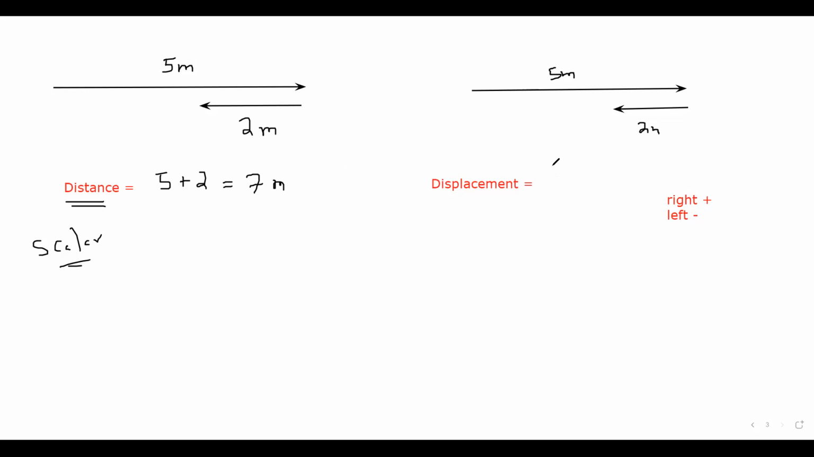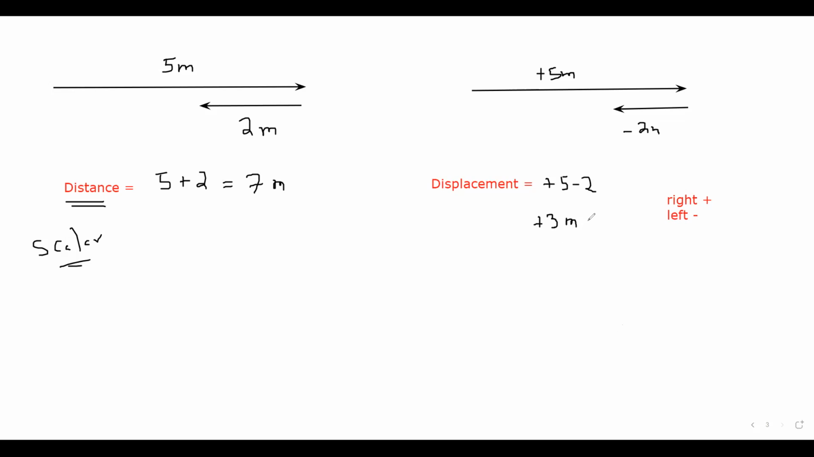Moving towards the right we consider as positive, and moving towards left we consider as negative. So what will be the displacement? That will be plus 5 and -2. So plus 5 -2 is equal to plus 3 meters. Plus means the positive direction, which is towards right. So you have to mention the direction as well. So the final answer should be plus 3 meters.